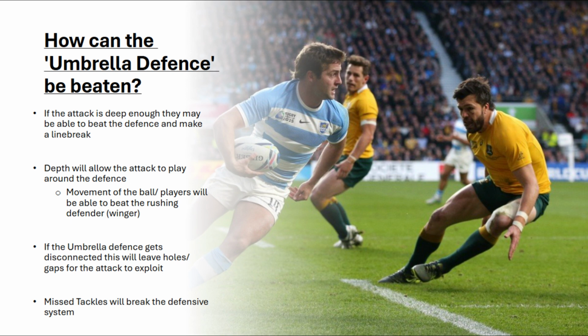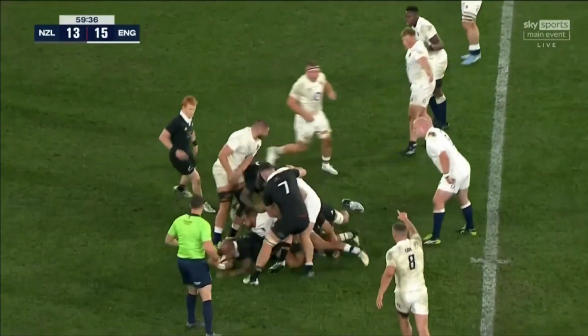So how can the umbrella defence be beaten? If the attack is deep enough, they may be able to beat the defence and make a line break. This step will allow the attack to play around the defence by moving the ball. If the umbrella defence also gets disconnected, this will leave holes and gaps for the attack to exploit, especially on that inside. Missed tackles will break the defensive system. So it is a bit of a risky defensive structure which can lead to mistakes.